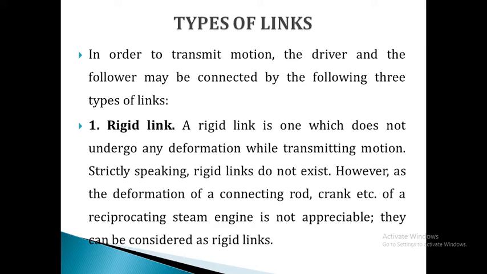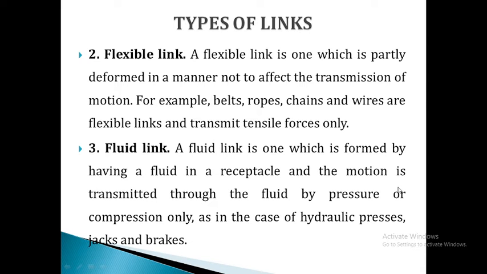So a resistant link or a rigid link is the first type of link. The second type of link is a flexible link. A flexible link is one which is partially deformed in a manner not to affect the transmission of motion. For example, belts, ropes, chains. So these types of links are flexible links.